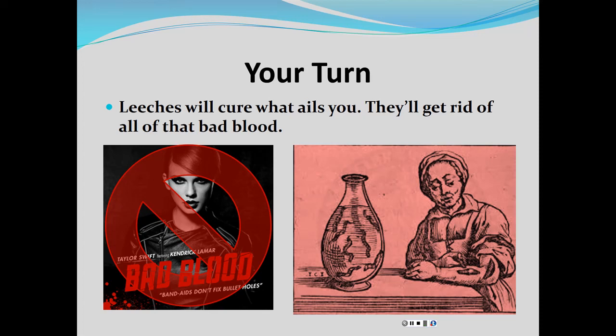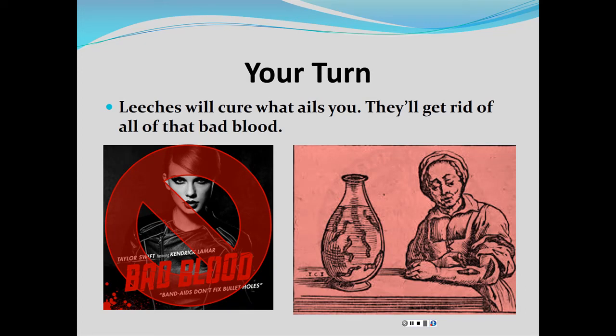So we have this argument: leeches will cure what ails you, they'll get rid of all that bad blood. Let's see if we can start and find our conclusion. Let's see if we can work backwards from it. What's our conclusion here? What's the doctor trying to get you to believe or think or do? Okay, that's part of our argument. I don't think that's our conclusion, though. What's our conclusion?